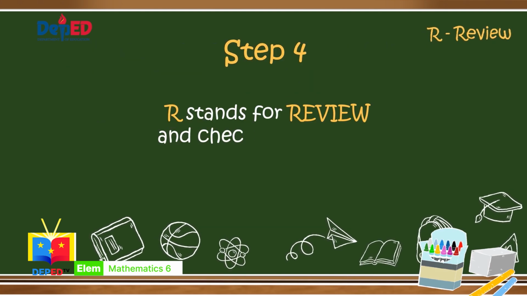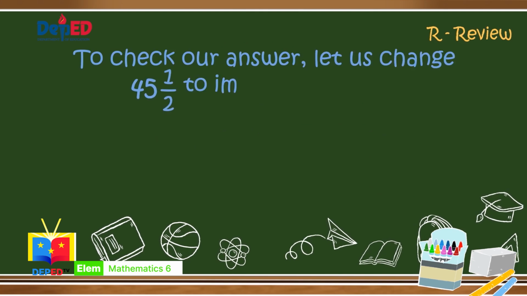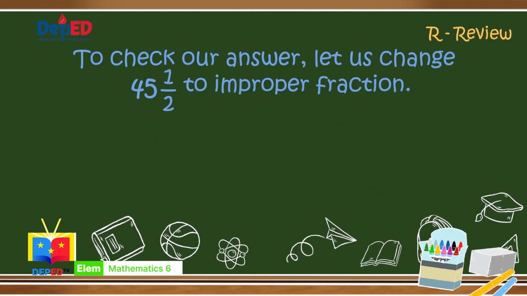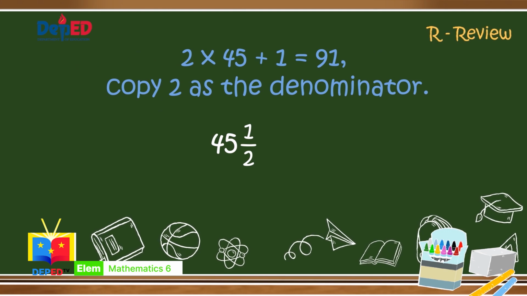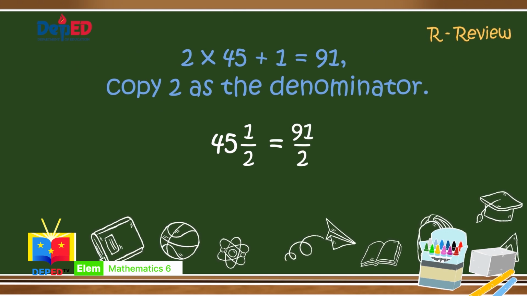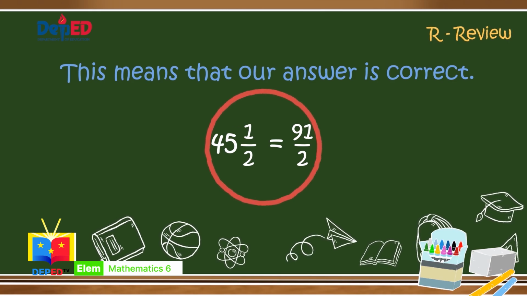And for the last step of solving, step 4. R stands for review and check your answer. To check our answer, let us change 45 1/2 to an improper fraction. 2 times 45 plus 1 equals 91. Copy 2 as the denominator. We have 91 halves. It means that our answer is correct.